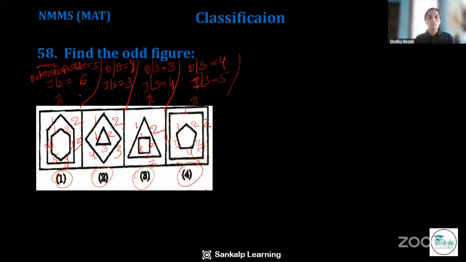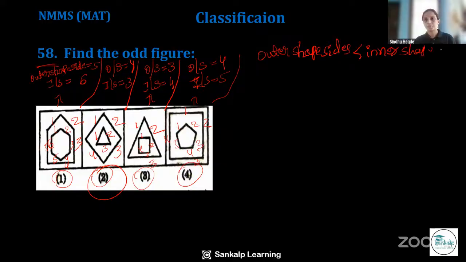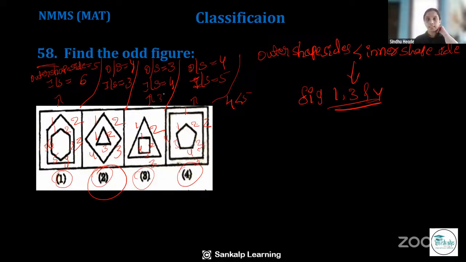Observe this. Except figure 2, all the figures follow the pattern that the outer shape's sides are less than the inner shape's sides. All the figures 1, 3 and 4 follow this pattern. Let us check figure 4: 4 is less than 5. Here 3 is less than 4. Here 4 is greater than 3. And the first one: 5 is less than 6.